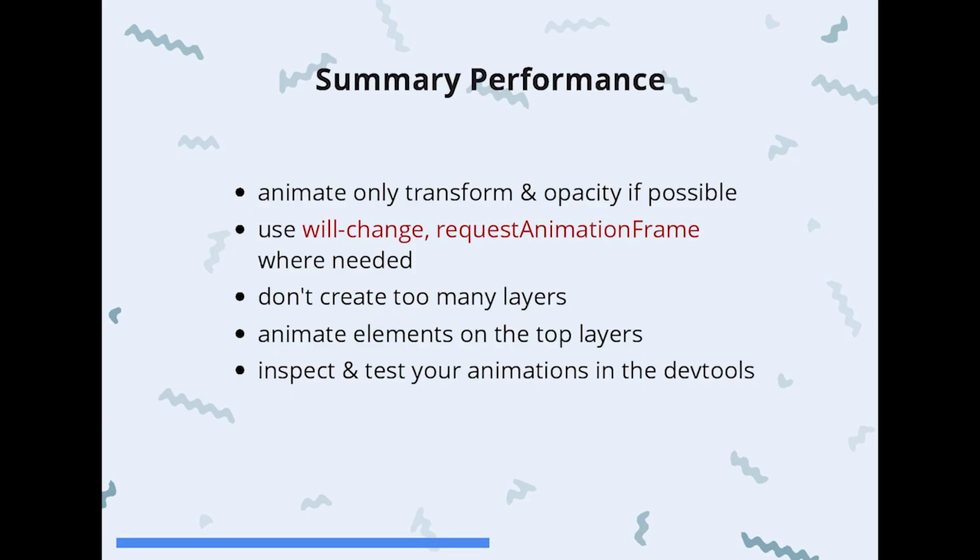So to summarize this, if you want to get performant animation, you should only animate transform and opacity if possible. Use will-change and requestAnimationFrame where you need them. Don't create too many layers. Look at what layers you are creating and animate elements on the top layers. And also inspect and test your animations in the DevTools. That's really important. And I can show you later, if someone is interested, how to use the DevTools to inspect your animations. All right, that's the performance part.